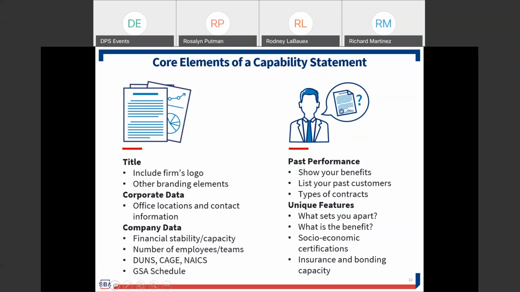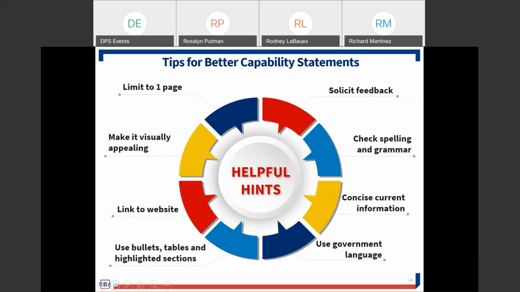You want to make sure that the customer was satisfied with your performance. That's the kind of past performance you want to have on your capability statements. Unique features. Like I said, what makes you unique? What sets you apart from everybody else? That should be in your capability statements. What is the benefit of going with your company? Do you have any socioeconomic certifications like the 8(a), the WOSB, HUBZone? If you are a construction company, what's your bonding capacity? These are things that should be incorporated in your capability statement.